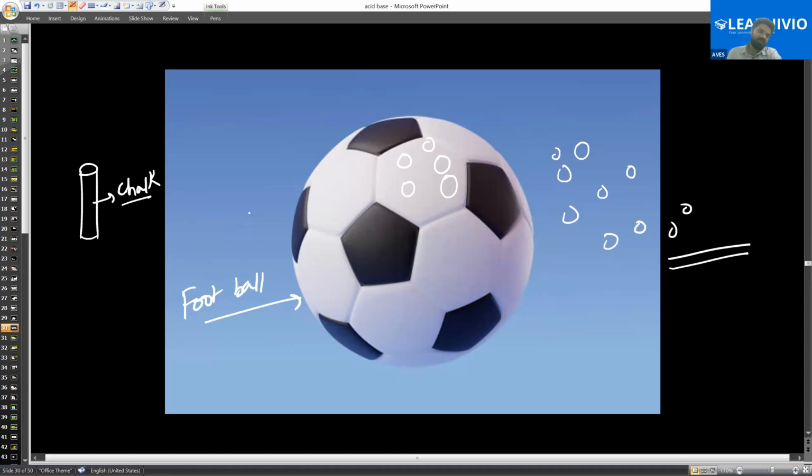Okay, the particles on the inside will also come out, and then the surface area will increase. When the surface area increases, more particles will react with the acid. Okay, understood? Yes, sir. So a faster rate of hydrogen gas will be produced.